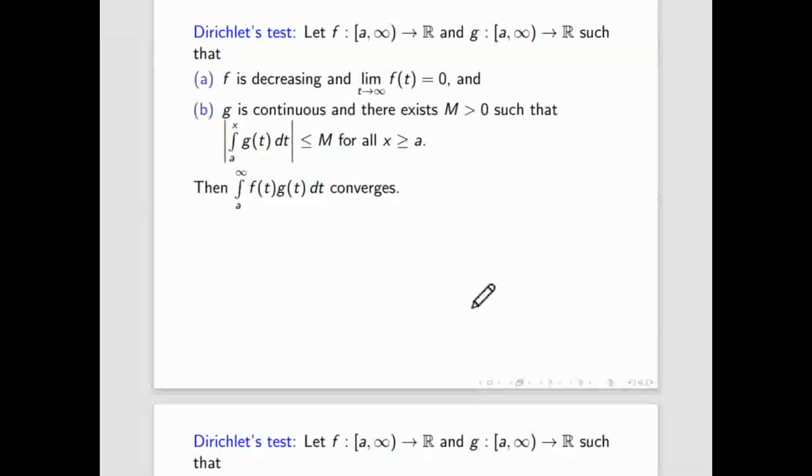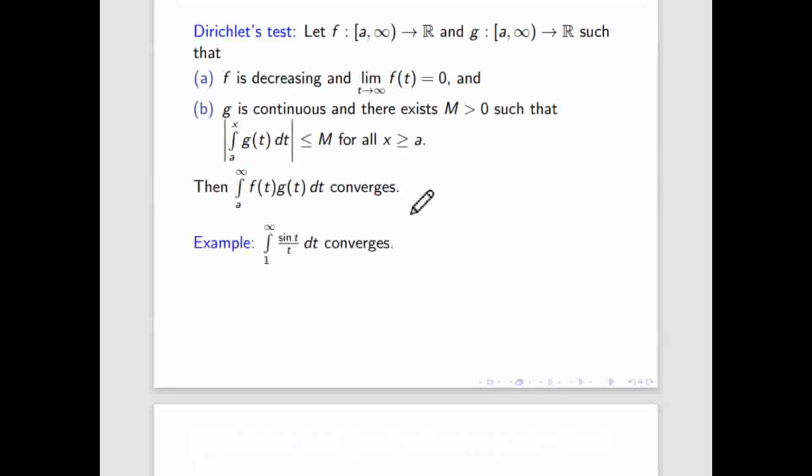In this integral test, this is the last test for your syllabus. After that, this integral topic will finish. I'll just say it quickly, and you can try the problems later. The function f is from a to infinity, and g is also from a to infinity. The function f is decreasing and its limit is 0, and if the integration from a to x of g(t) dt, its mod, is less than some finite number m, then the product will be convergent. This is called the Dirichlet test. Like the root test, Raabe's test, and ratio test, there are no more tests. This is the last test in the integral.